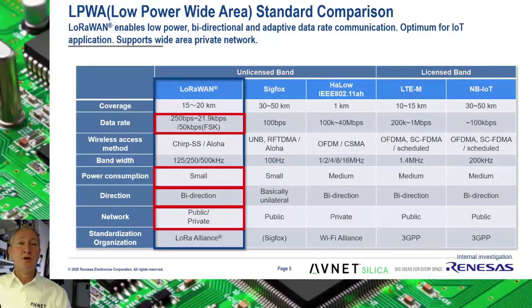Here you see the differences and also advantages of LoRaWAN compared to other technologies used in similar use cases. LoRaWAN is already widely adopted, while Sigfox is all but dead. Halow is very similar to Wi-Fi, but operates in the unlicensed band. However, it is still very new and has not yet proven itself. LTE-M and narrowband IoT operate in the licensed band and are much more power hungry.